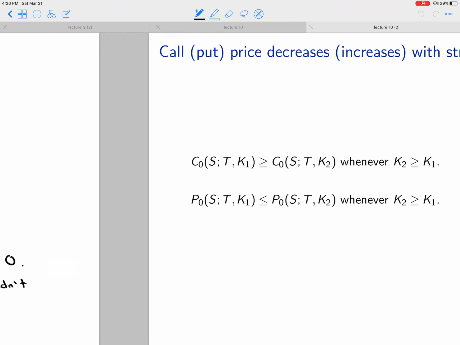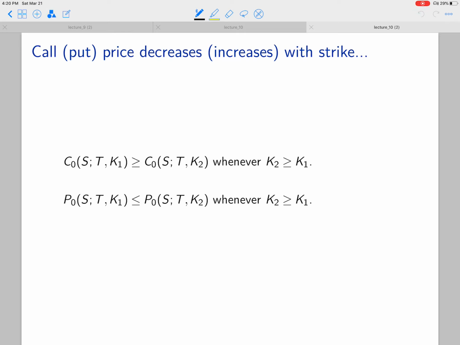Okay. The third and final fact is that call and put prices change with respect to the strike. Call prices are going to decrease as you increase the strike. Put prices are going to increase as you increase the strike. Why is this the case?